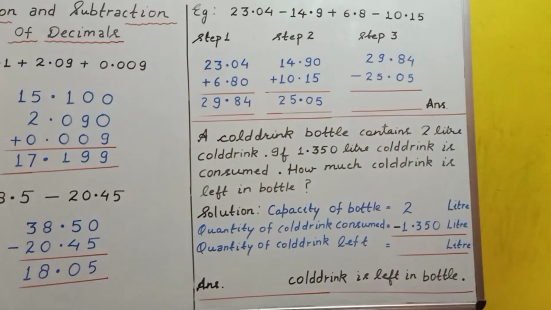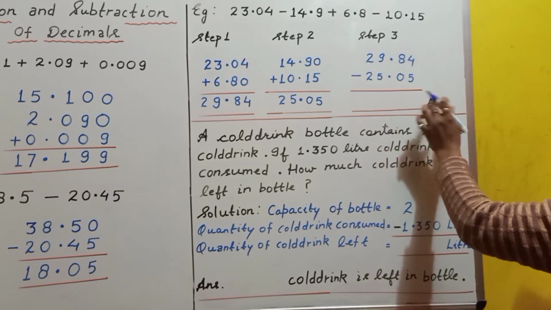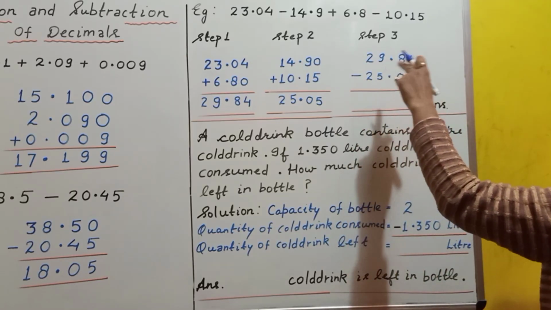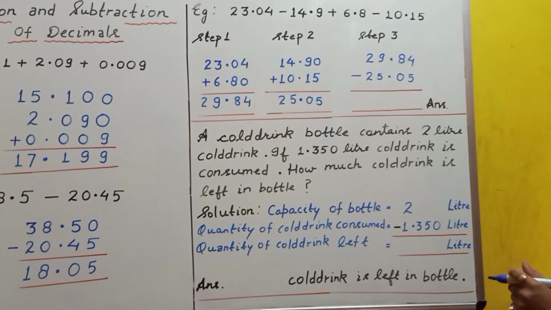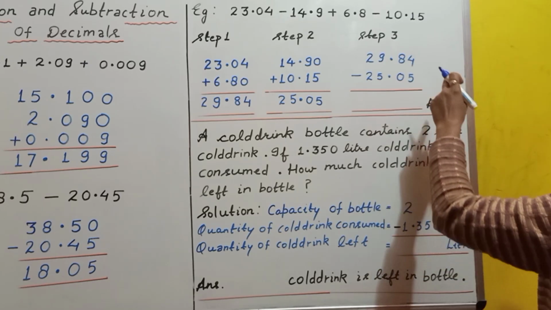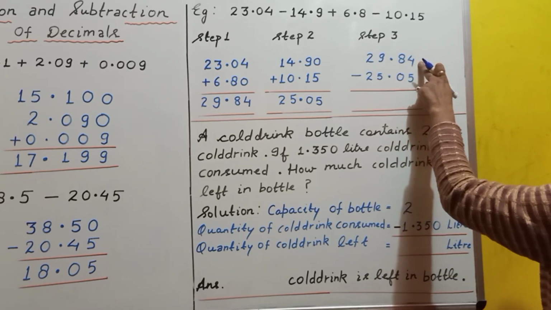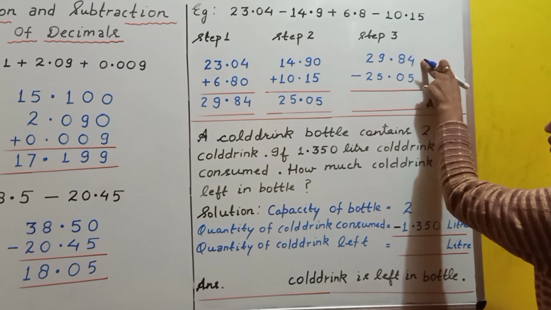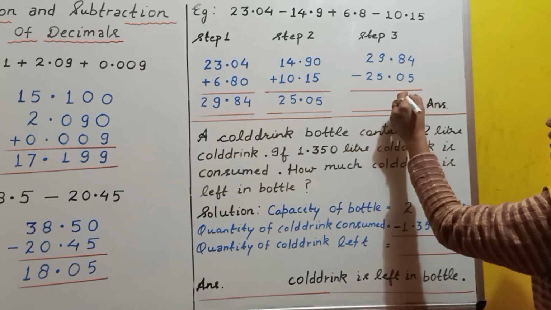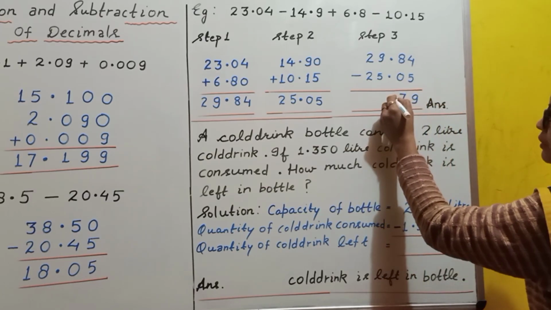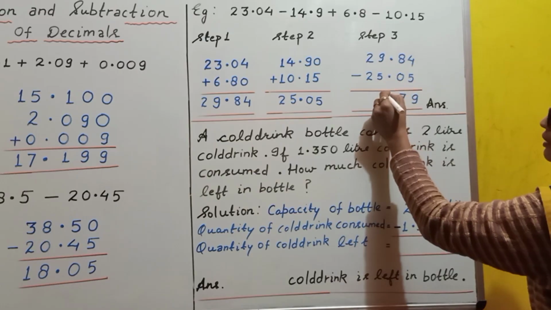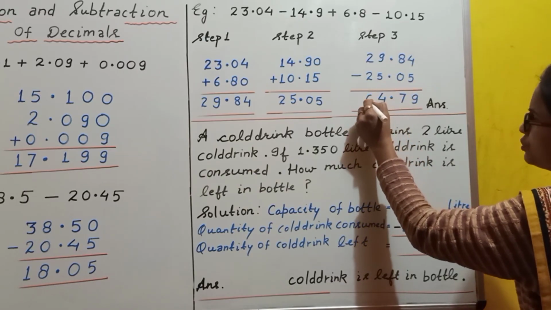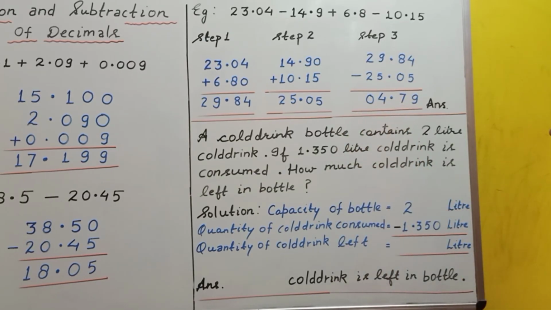Now we have to subtract. Okay students, now you can see they both are like decimals. Now we can subtract them. Start from here. We have to borrow. So it will be 14 minus 5, 9. It will be 7. Then point. Then 9 minus 5, 4. 2 minus 2, 0. So the answer is 4.79.